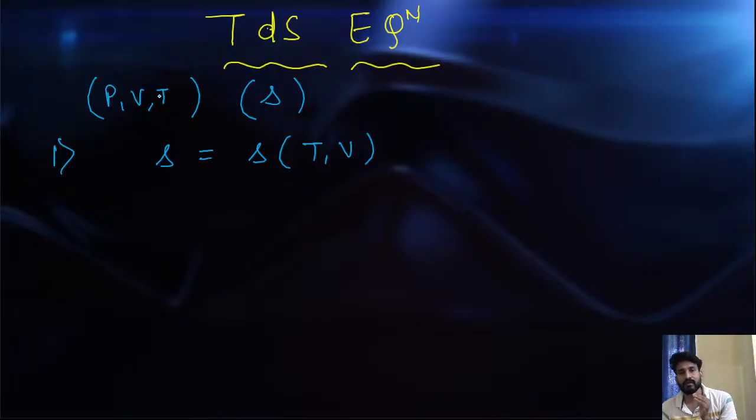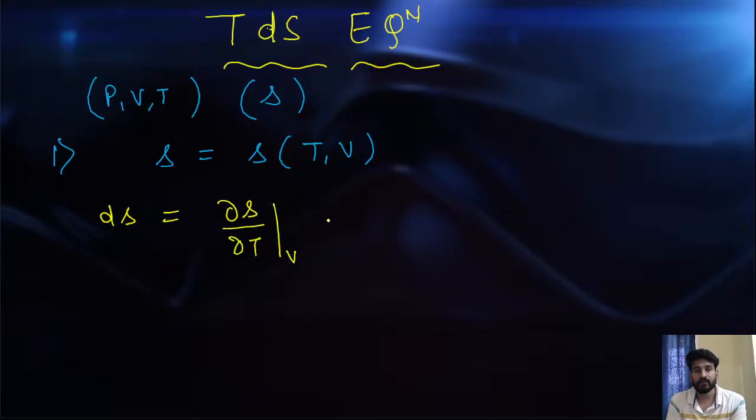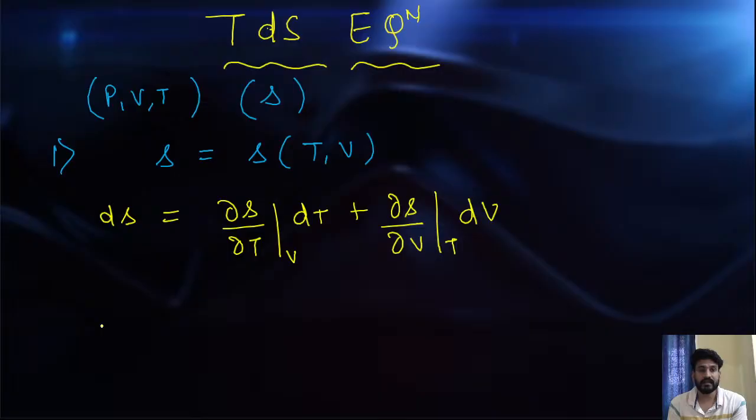Let's take the first example, where entropy is a function of T and V. It depends upon T and V. How can we calculate the TDS equation? Very simple. Because entropy depends upon two variables, we have to write the partial differentiation: dS = (∂S/∂T) at constant V times dT, plus (∂S/∂V) at constant T times dV. This is my first equation. It is clear to you.